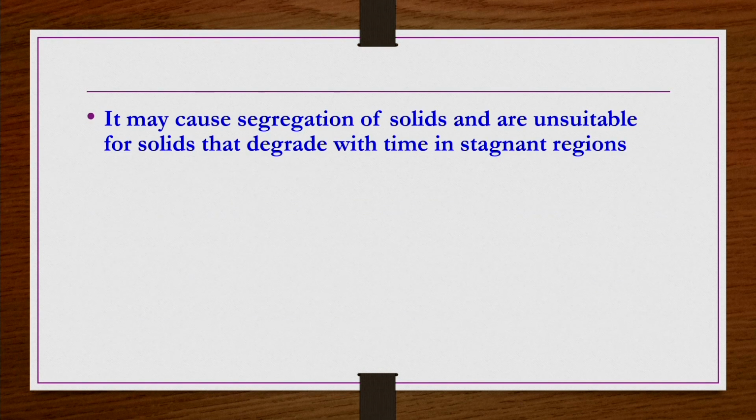It may cause segregation of solids and is unsuitable for solids that degrade with time in stagnant regions. So, it is clear that along the hopper walls, whatever material is there at the solid walls is going to stay a longer time in the bin. Because of that, if the material is a kind of degrading material with respect to time, it is not going to be helpful.